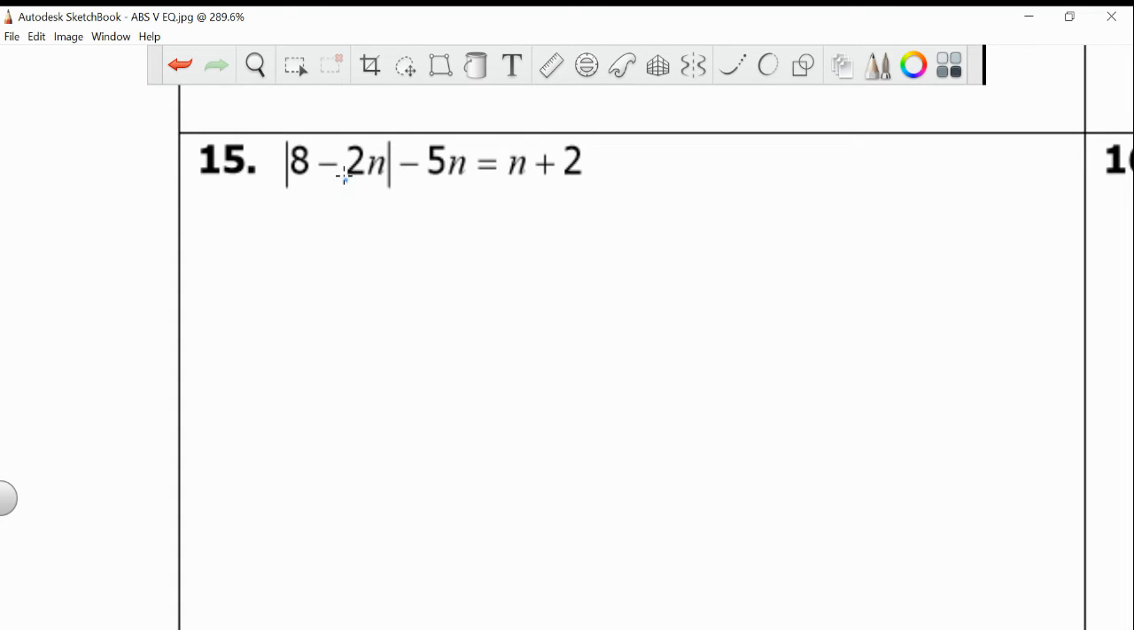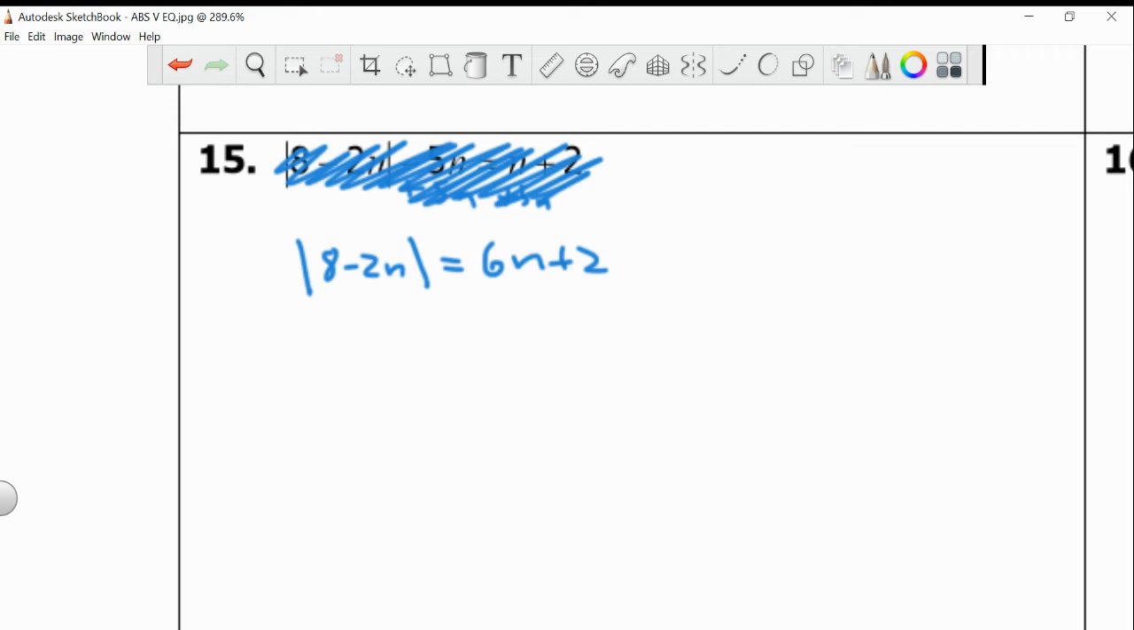We need to isolate the absolute value. So the negative 5n has got to go. I'm going to have to add 5n, of course. And so I've got absolute value of 8 minus 2n is equal to 6n plus 2. Yet again, I'm just going to go ahead and cross this out because I don't need that version. I like this version better.